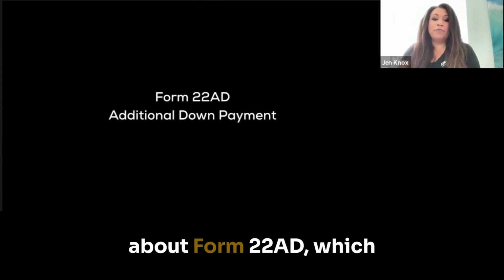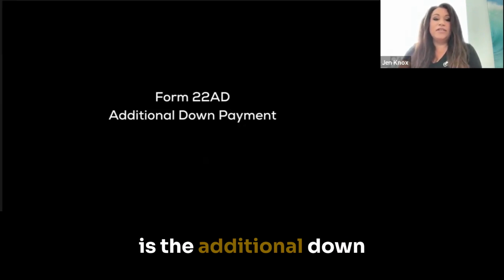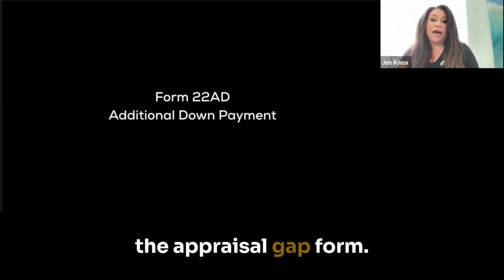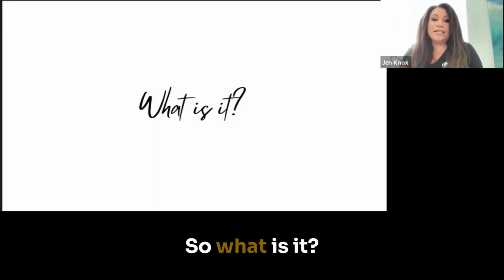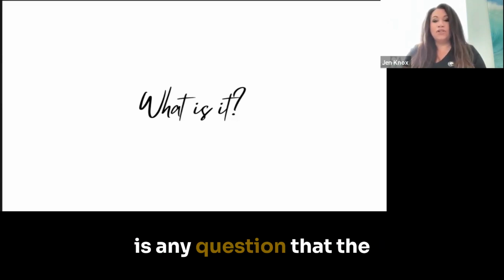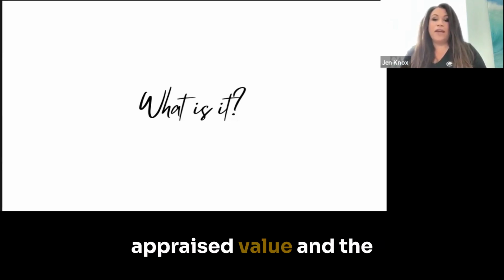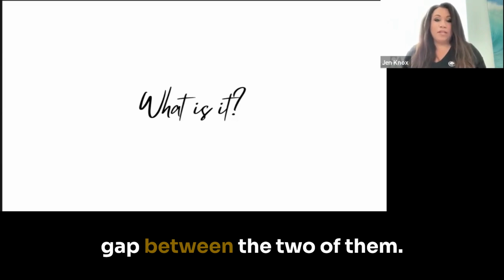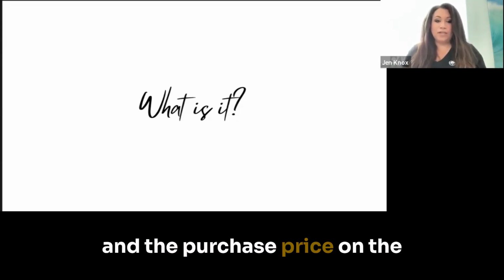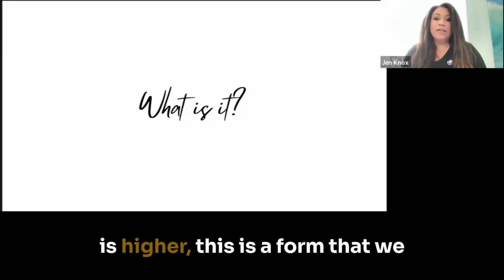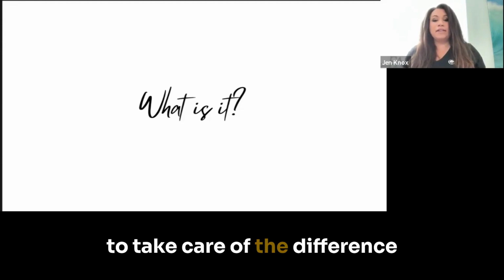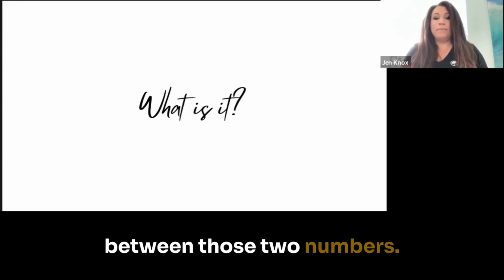Today, I wanted to talk about Form 22AD, which is the additional down payment form, or otherwise known in our industry as the appraisal gap form. So what is it? Well, this is a form that we're going to use if there is any question that the appraised value and the purchase price will have a gap between the two of them. For instance, if it appraises low and the purchase price on the purchase and sale agreement is higher, this is a form that we can insert into our contracts to take care of the difference between those two numbers.